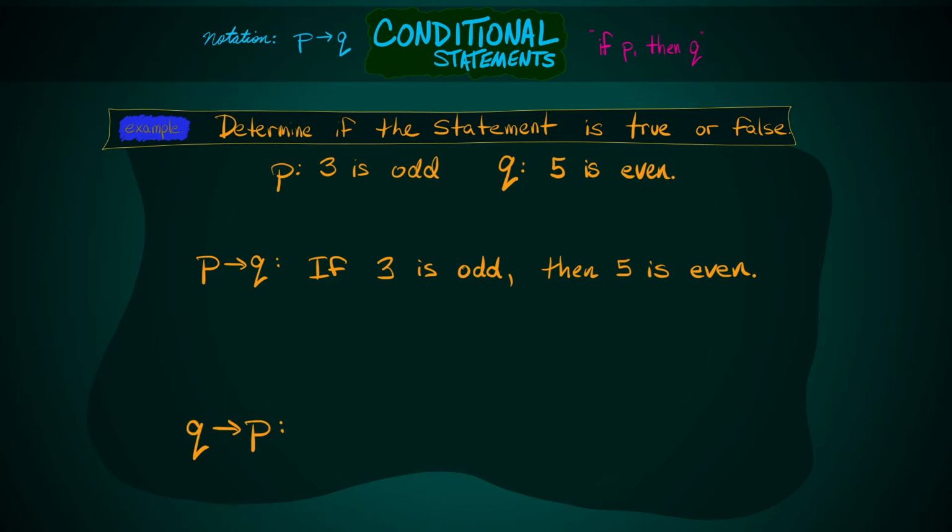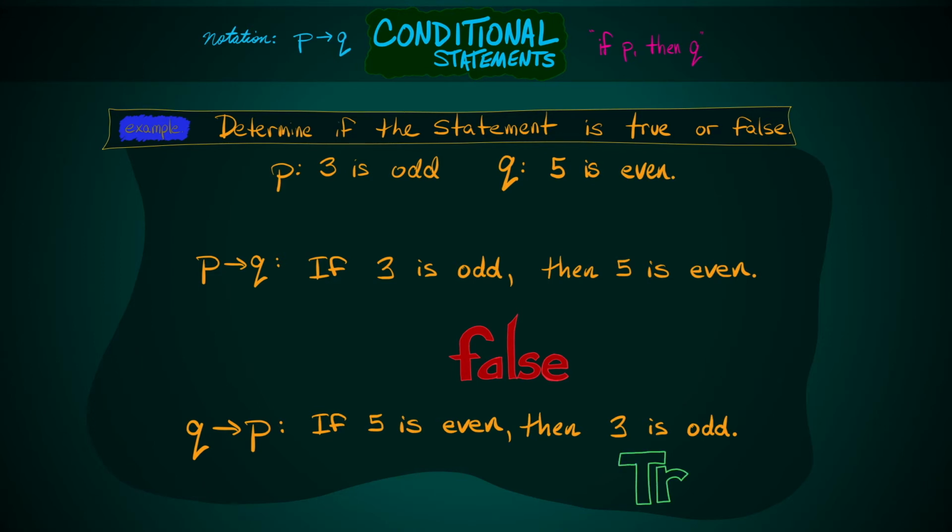If we look at if Q then P, if 5 is even, then 3 is odd. So we want to know what is the truth value of if P then Q. If 3 is odd, then 5 is even. So P is true, Q is false, and so this is going to be false. But if we look at the next one, if Q then P, if 5 is even, then 3 is odd. Q is false, P is true. That's going to be a true statement according to our truth table.